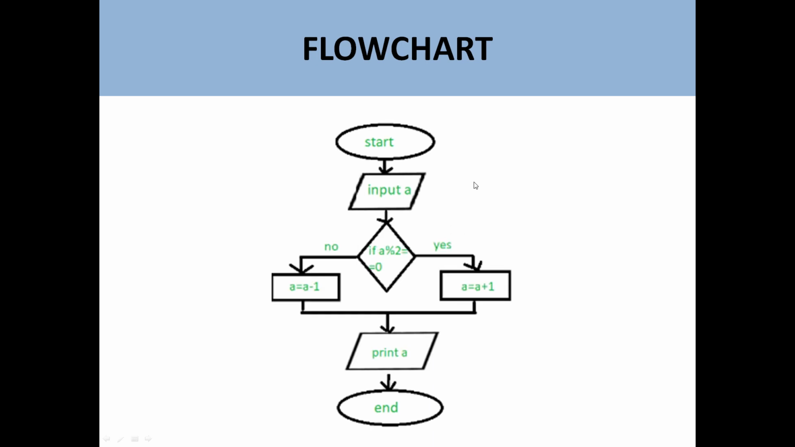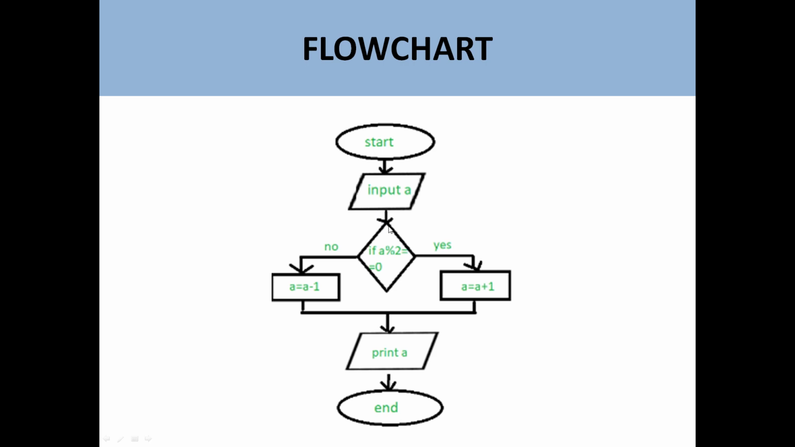Let's take an example of another flowchart. The computer program starts, it will take input a. Then a percent 2, normally a divided by 2, and if the remainder is 0, so there is a conditional, diamond means conditional. So if a is completely divisible by 2, then a is equal to a plus 1. If the remainder is not 0, then a is equal to a minus 1.